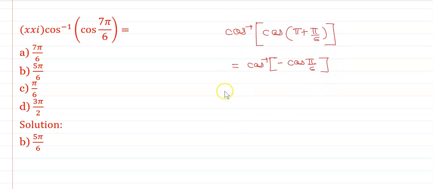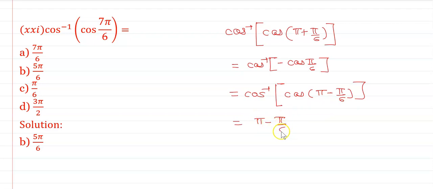Again, this can be written as cos inverse of cos of minus pi by 6, which can be written as cos of pi minus pi by 6. And what is the cos inverse of cos theta? It is theta. If you simplify this, theta means pi minus pi by 6, so you will get 5 pi by 6. And hence the option B is the correct one.